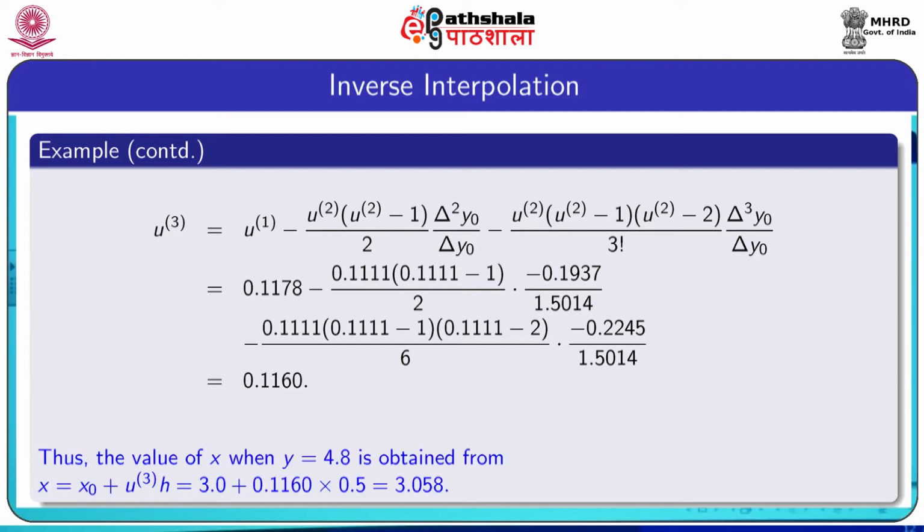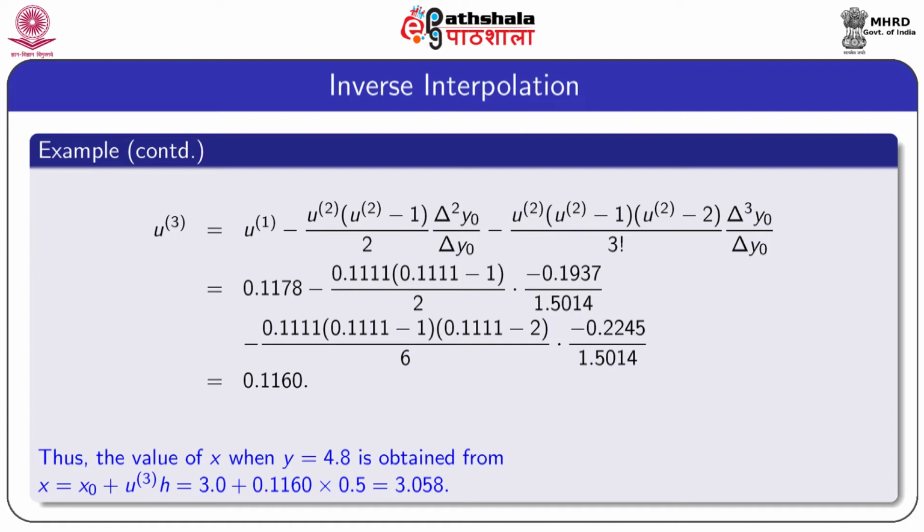So, we have obtained three approximate values of u, that means u1, u2 and u3. Using these values, lastly we can conclude that the approximate value of u is 0.1160. Thus, the value of x when y equal to 4.8 is given by x equal to x0 plus u3 into h, which is equal to 3.0 plus 0.1160 into 0.5, and after simplification the value of x is equal to 3.058. Thus, the value of x is 3.058 when y equal to 4.8.